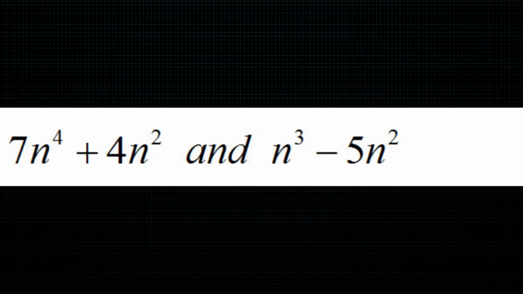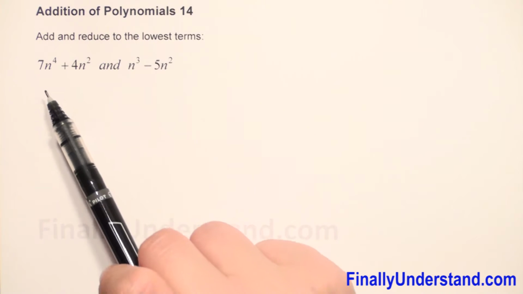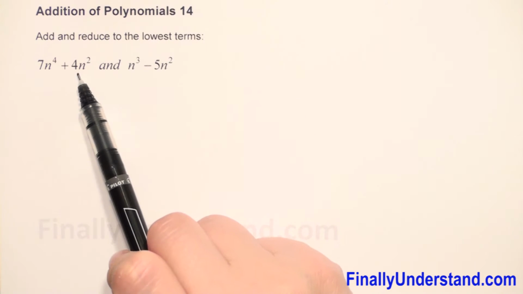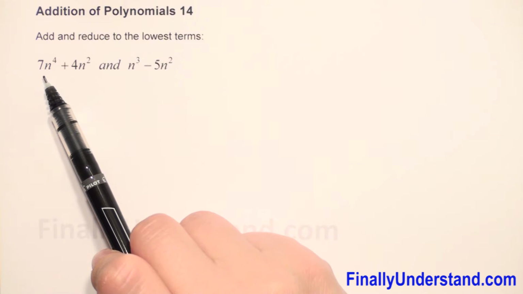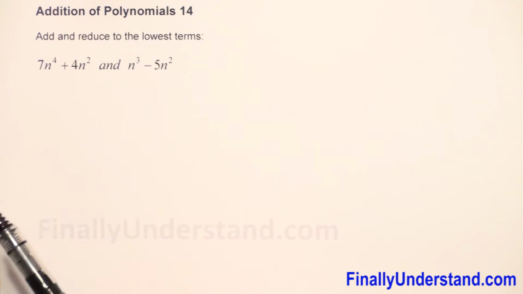We have addition of polynomials. In this example, we have two binomials. Why? Because every polynomial has only two terms. We have two terms, so they are binomials.